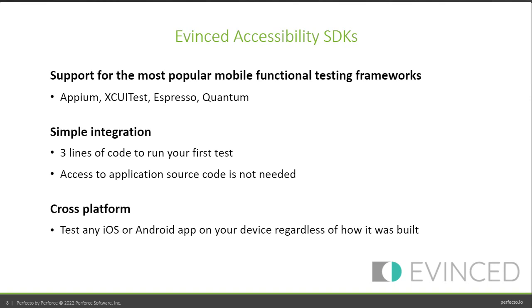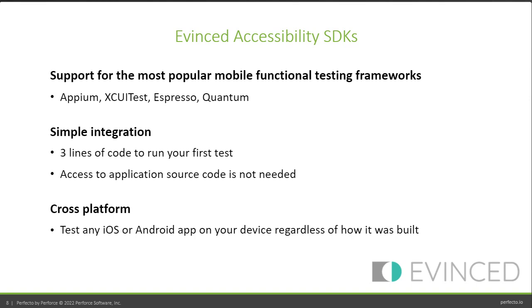And then Evinced is cross-platform. One of the problems with the existing accessibility tools out there is they're all very segmented. There's not a tool out there that allows you to run a consistent, standard set of rule sets for accessibility across both iOS and Android. That's something our tools come with out of the box.